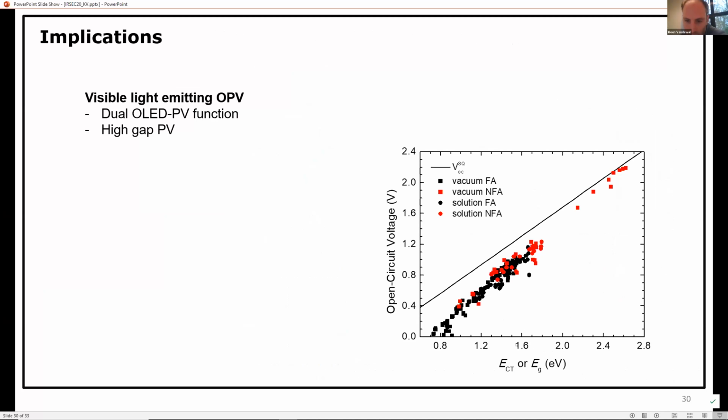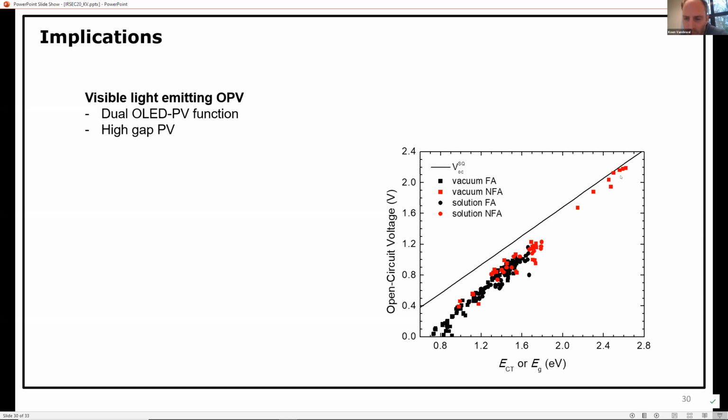This is basically the same graph. Here is the energy of the CT state. This is the upper limit for the open circuit voltage, this black curve. That's the Shockley-Queisser limit for the open circuit voltage. If the gaps are in the range where we want them to be for a lot of sunlight absorption, you see there's a considerable difference between the two. But if we increase the gap, you can see that the VOC gets closer and closer to the upper limit, the Shockley-Queisser limit for the open circuit voltage.